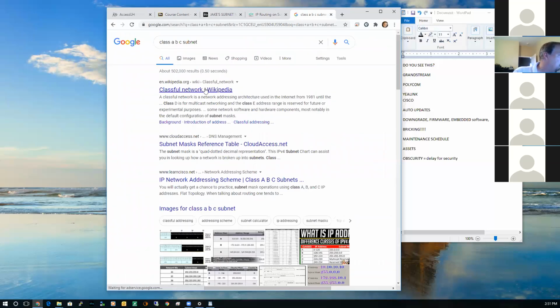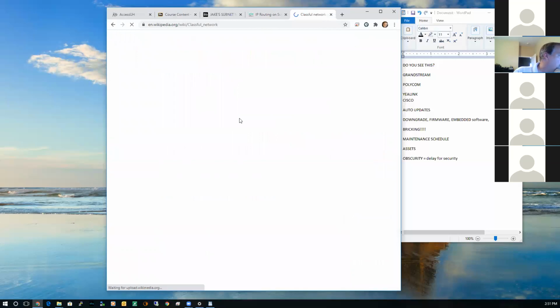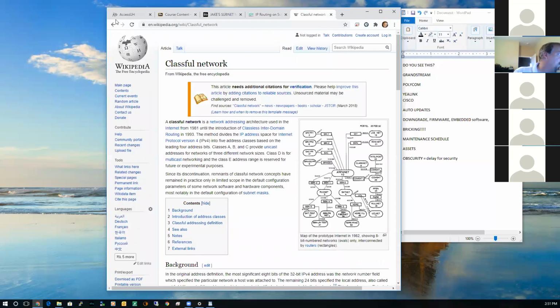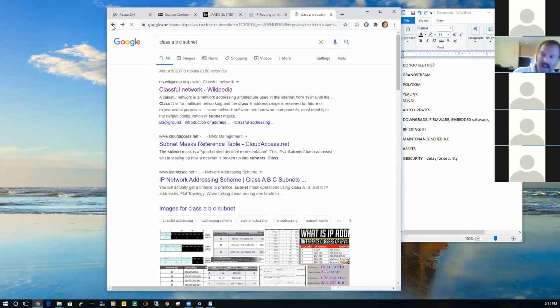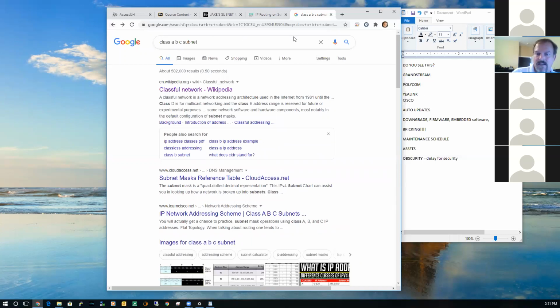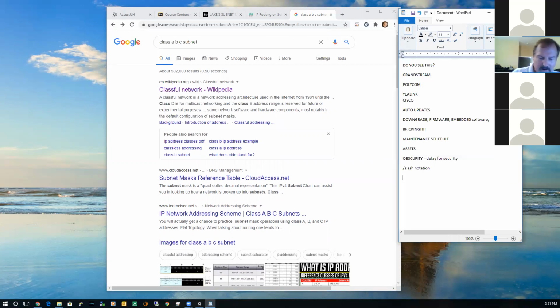I'm not sure if the wiki on Class A, B, and C is the best, but let's take a look at it. It's been changed a bit recently, and you'll notice it's called classful networking as opposed to classless networking. CIDR, that's the slash notation. We're not talking about slash notation yet. We're talking about using a subnet mask, which looks like an IP address. It's the same number of digits.